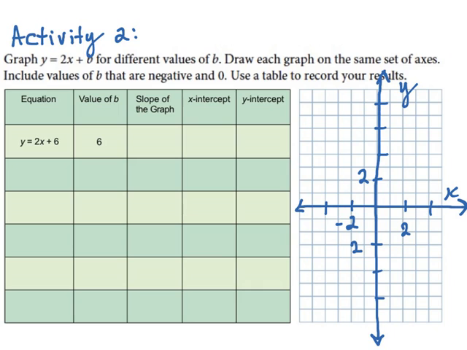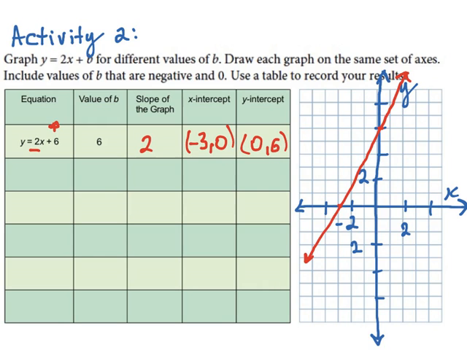So let's begin with y equals 2x plus 6. The 6 is the value of b. The slope is 2 because it's the coefficient in front of the x. The y-intercept we already know is going to be (0, 6) because the 6 is our y-intercept. And let's graph it. So here is our first graph. What's missing is the x-intercept. From the graph, we can see that it's at (-3, 0).